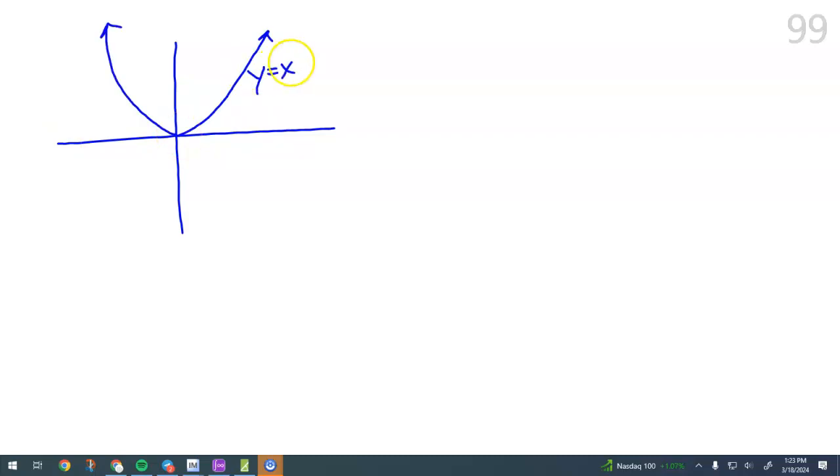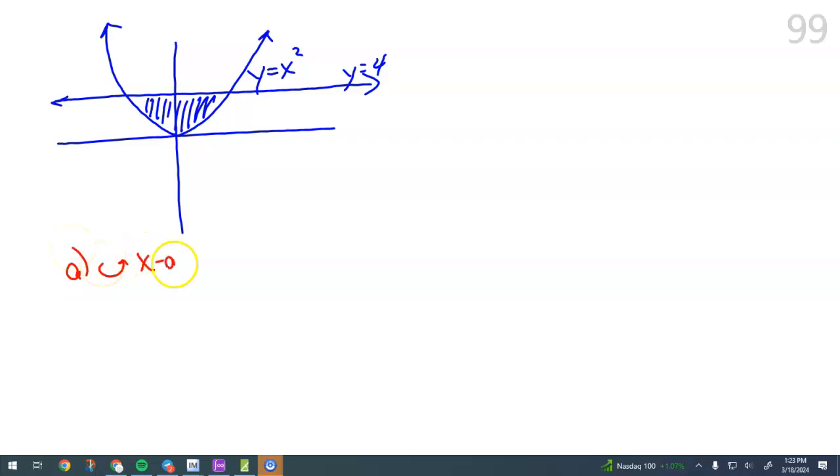Does everyone have this written out? So let's take a shape. Let's say we have y equals x squared, and the line y equals 4. So the area that is enclosed by those graphs is this bit right here. And for part A, we are going to revolve that shape around the x-axis.